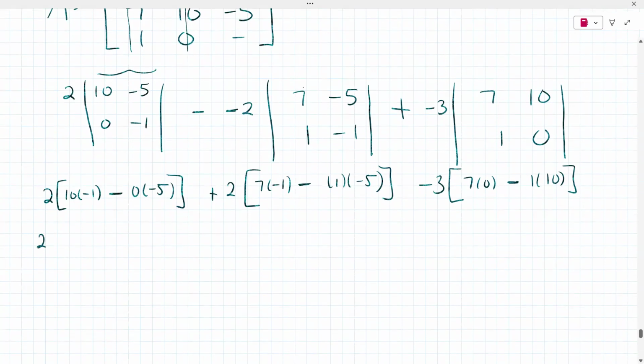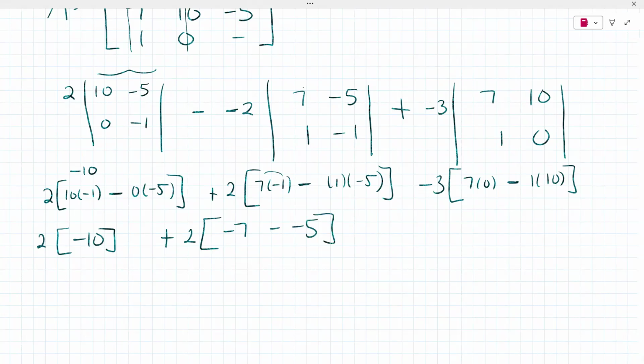Clean this up. 10 times -1 is -10. 0 times -5 is 0, so that's -10. Plus 2. 7 times -1 is -7. -5 times 1 is -5, but be careful, you also have this minus, so it's positive 5. And then this is going to be -3. 7 times 0 is 0. -1 times 10 is -10.